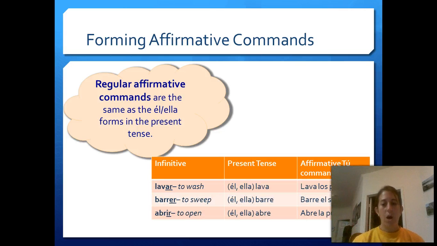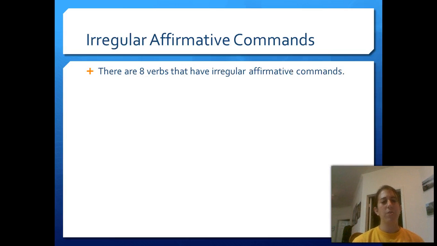So, wash the plates, lava los platos. Sweep the floor, barre el suelo. Open the door, abre la puerta. Easy peasy, lemon squeezy. But of course, what would Spanish class be without some irregulars? So we've got 8 irregular verbs in the positive form.